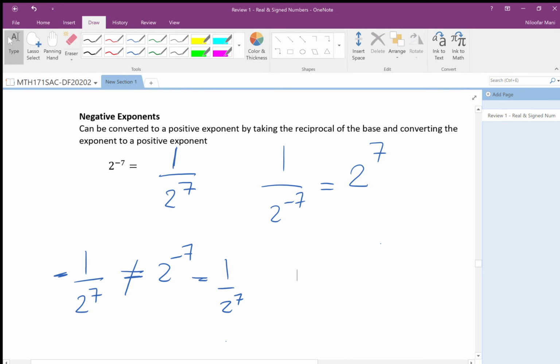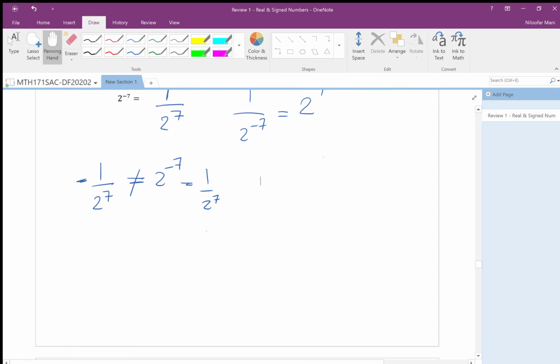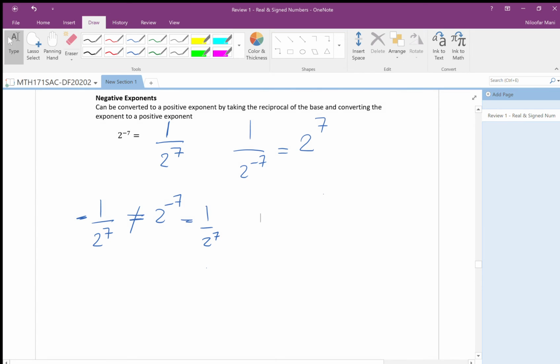Okay? Another thing I want to mention here is, for example, if I have minus 4 over 3 power minus 5. Do I touch minus 4? No. Minus 4 is minus 4. Minus 4 is just 4 units to the left of 0. So you do minus 4 over 3 power 5. That's it.